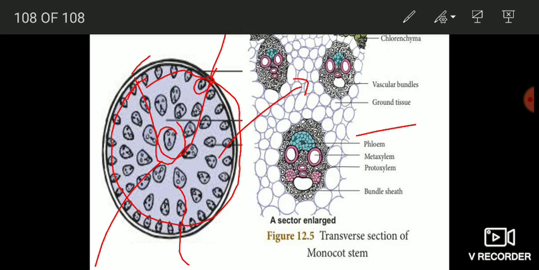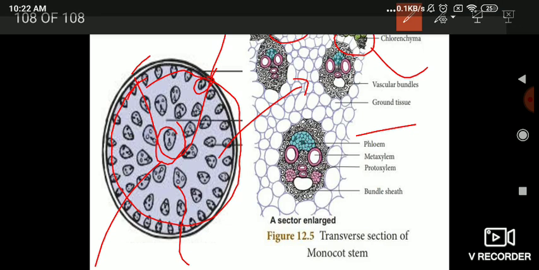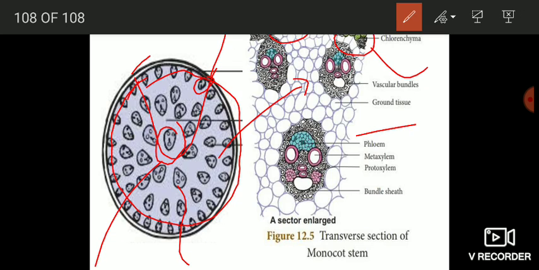Then inner to epidermis there is a broad region which is known as hypodermis, and in this hypodermis the individual cells are sclerenchymatous, they are thick walled, but at some places you will find a few patches, and these patches are chlorenchymatous. And inner to this hypodermis the whole region is known as ground tissue, which contains a large number of vascular bundles which lie scattered in this ground tissue.